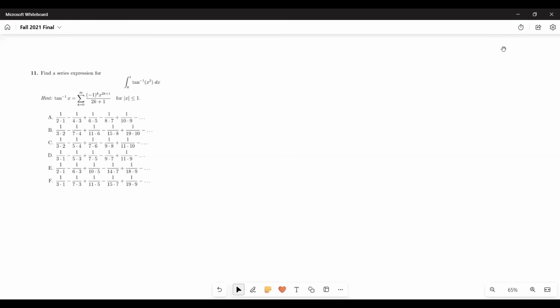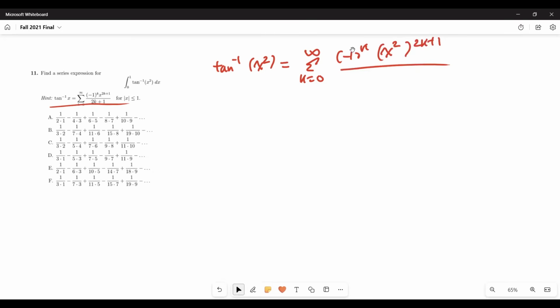Okay, this question asks to find the series expression for the integral from 0 to 1 of tangent inverse of x squared dx. Okay, let's do that. We are given the tangent inverse of x as that formula. So we just have to swap in x squared. Tangent inverse of x squared becomes the sum k equals 0 to infinity, negative 1 to the k, x squared to the 2k plus 1, over 2k plus 1. This becomes the sum k equals 0 to infinity, negative 1 to the k, x to the 4k plus 2 over 2k plus 1.